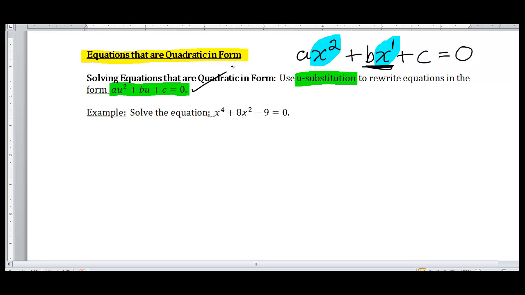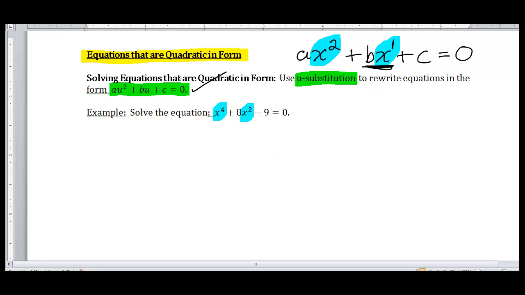And so let's look at an example here. I have x to the 4th plus 8x squared minus 9 equals 0. As you can see, I have that double thing going on. X to the 4th is double x squared. If I multiply x squared by itself, I get x to the 4th, just like if I multiply this x up here by itself, I'll get x squared. And that is a sign, and then I have my constant term, which is that minus 9 there. That's a sign that I can use. This is quadratic in form.